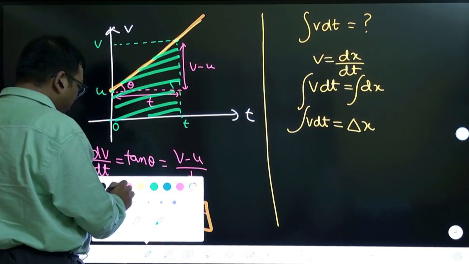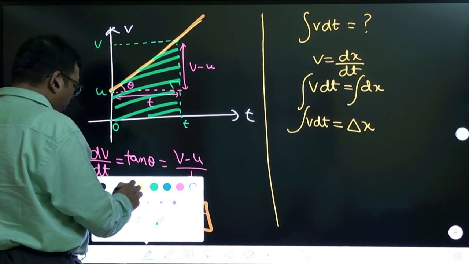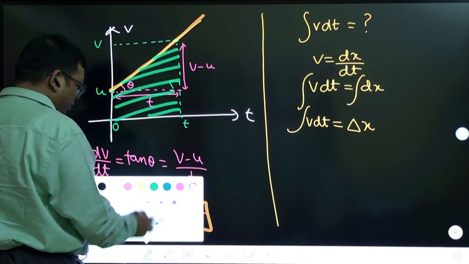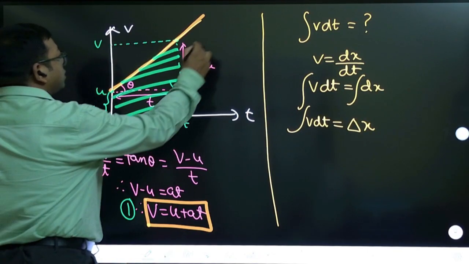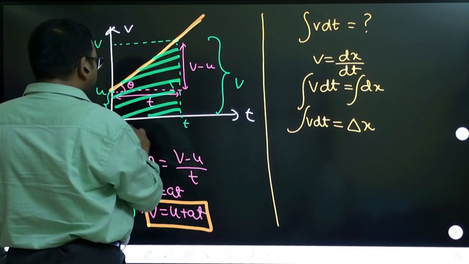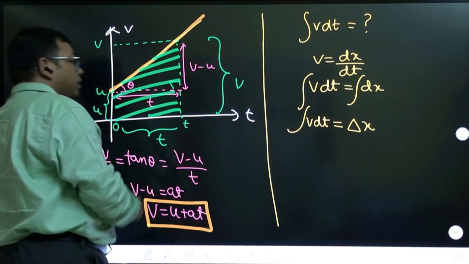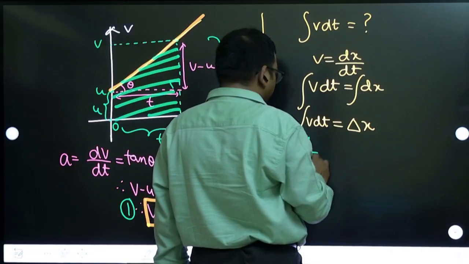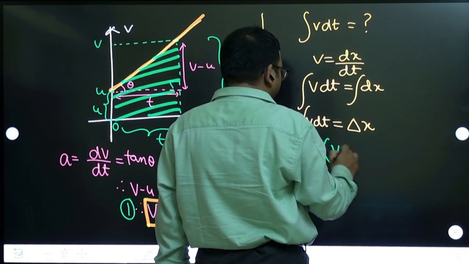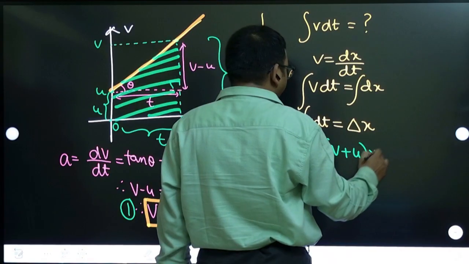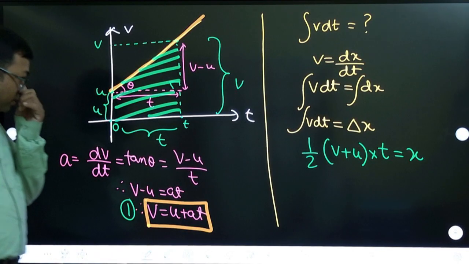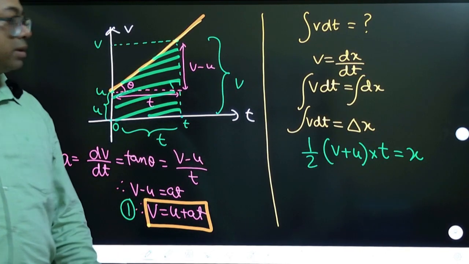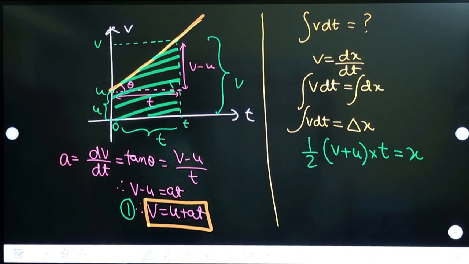What will be this area? Tell me. We know how to calculate area. It is a trapezium. So this is u, this is v, the parallel sides, and the height is t. The area is half into the sum of parallel sides, v plus u, into the height, which is t. That is what is x. That is the trapezium area, right?